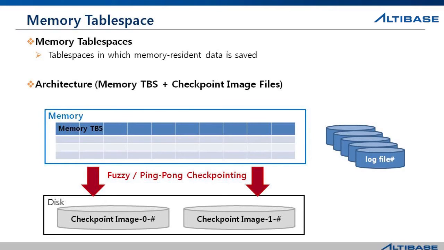There are two checkpoints, and they are called fuzzy checkpoint and ping pong checkpoint. When checkpoint is executed, both of them are executed at the same time. The term fuzzy refers to the fact that performance of transaction is not affected during checkpoint, and ping pong refers to the fact that checkpoint writes the memory data in two sets of files, checkpoint image 0-0 and checkpoint image 1-0, something like that. Okay, so it writes the memory data in the first file and the second file, and it goes back to the first file and so on.